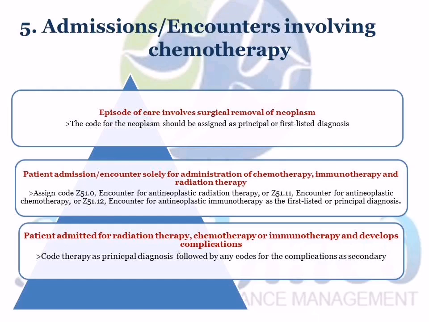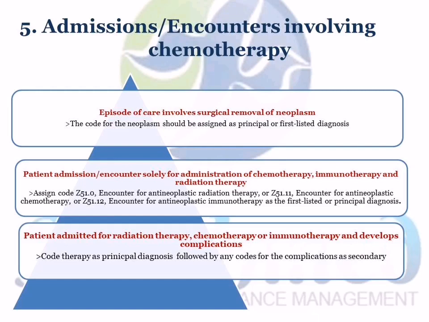Then admissions or encounters involving chemotherapy. In case of chemotherapy, when the patient is admitted, if the patient has come just for the administration of therapies like chemotherapy, radiation or immunotherapy, we have to assign Z51, encounter for antineoplastic radiation therapy, or Z51.1, that is chemotherapy or immunotherapy or whatever therapy we are going to do for the patient. These Z51 codes we have to assign as a principal diagnosis, followed by what type of neoplasm the patient is having.